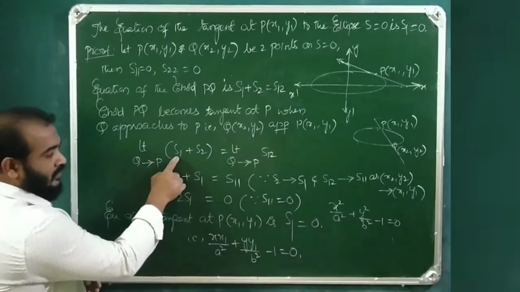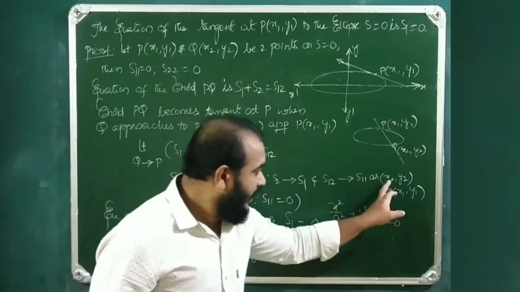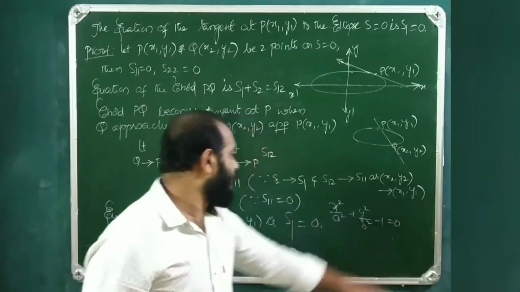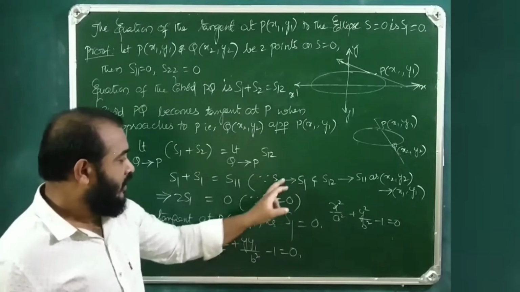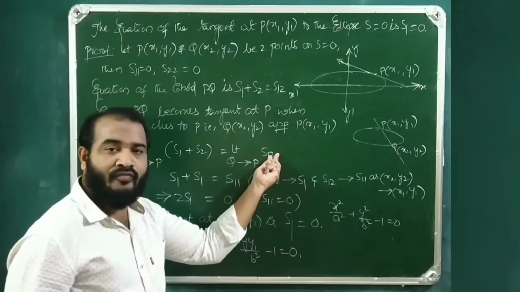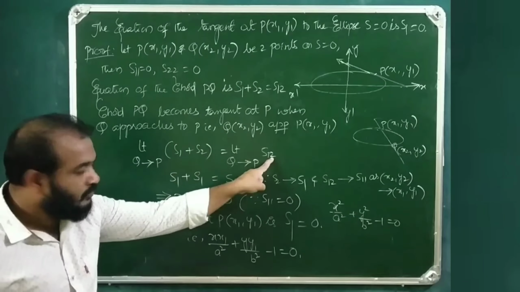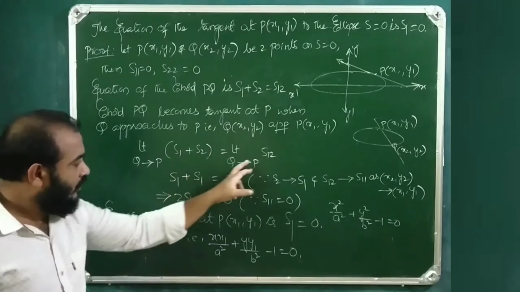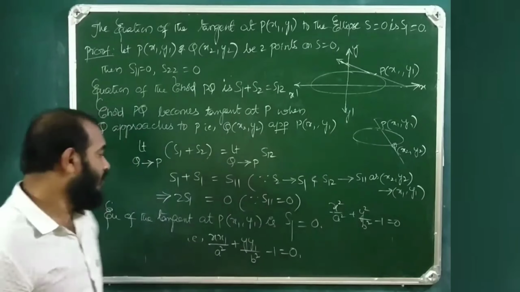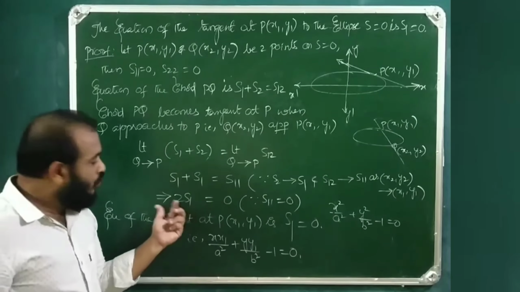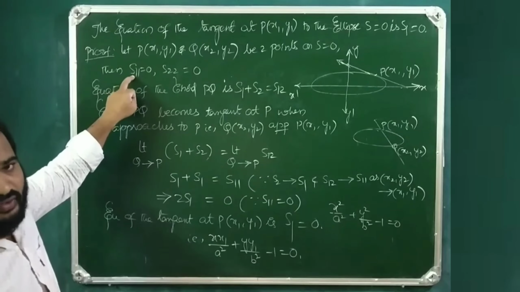That means this S2 also becomes S1 because x2, y2 is tending towards x1, y1. So this S2 becomes S1, and in this S12, in the place of 2, we will get 1. So S1 plus S1, S1 is already there, and this 2 becomes 1 because Q is tending to P. So S1 plus S1 is 2S1. 2S1 is equal to S11. What is this S11? As we have seen before, 0.